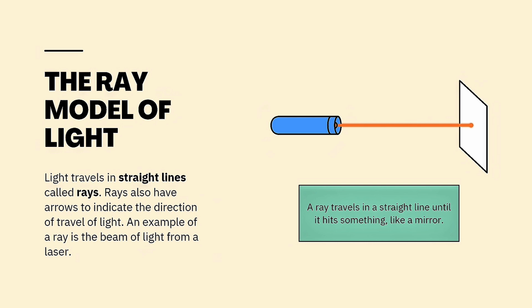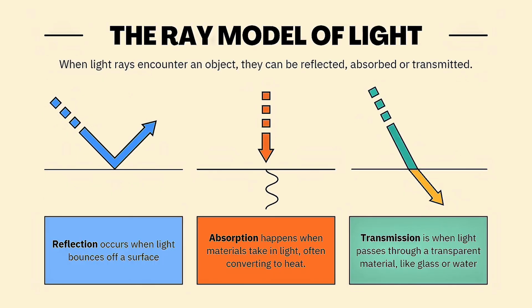Now the question is, what happens when light hits an object? When light rays encounter an object, three things can happen. The light can be reflected, absorbed, or transmitted. First, reflection. Reflection occurs when light bounces off a surface. Mirrors are the best example of reflection. When light falls on a mirror, it bounces back. This reflected light enters our eyes and allows us to see images.